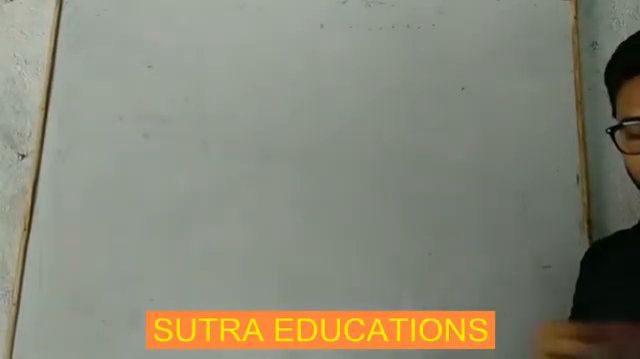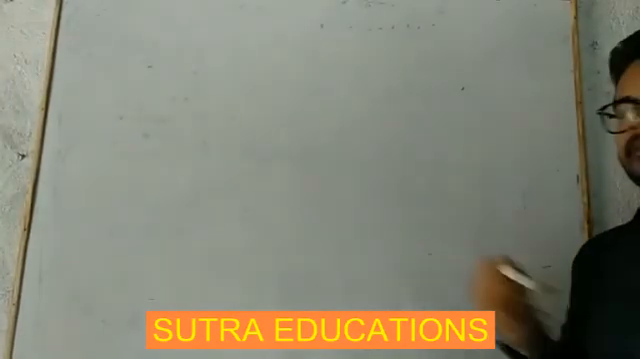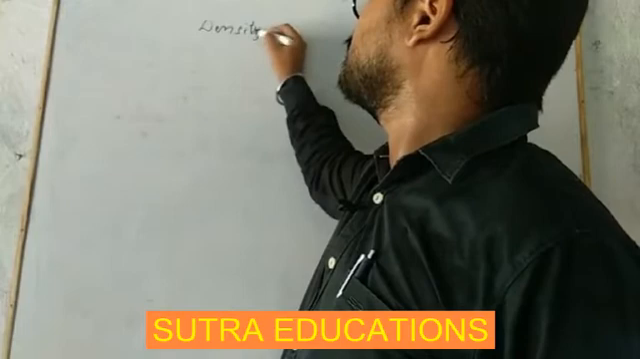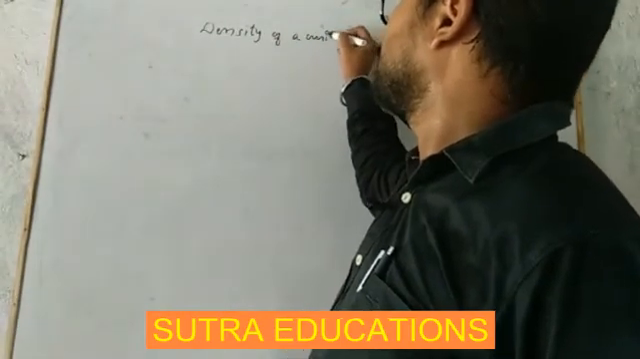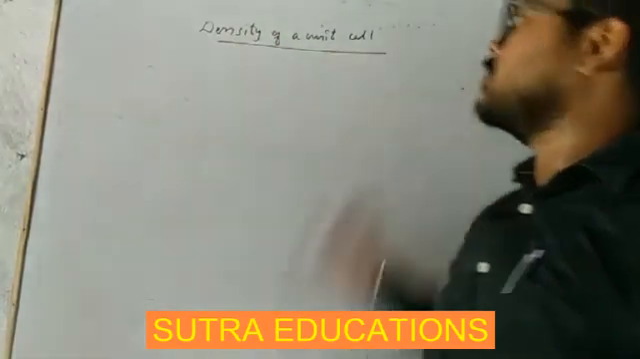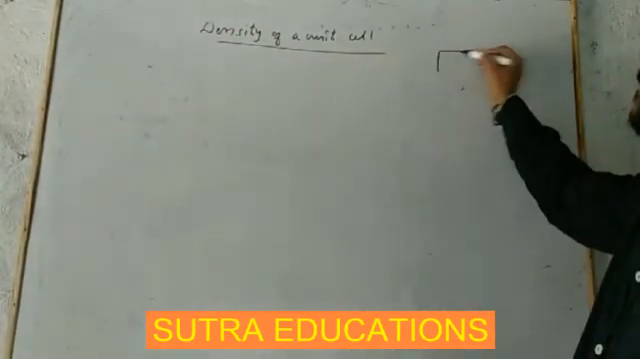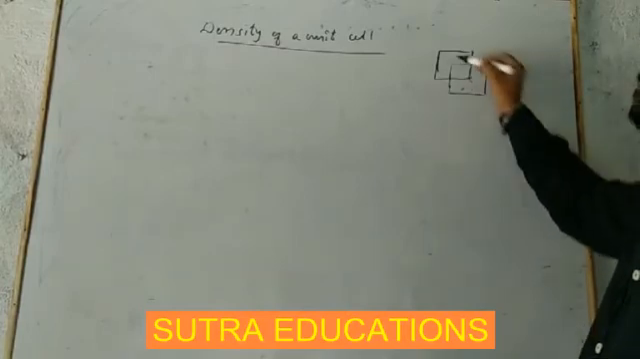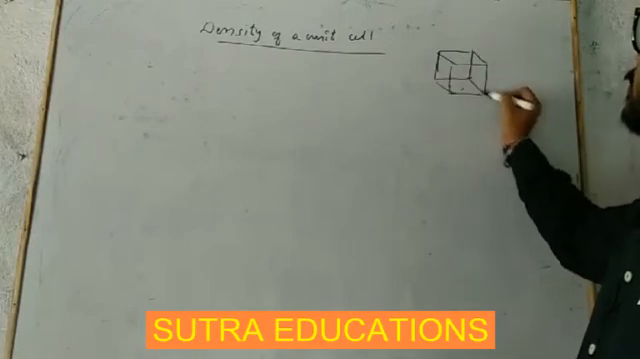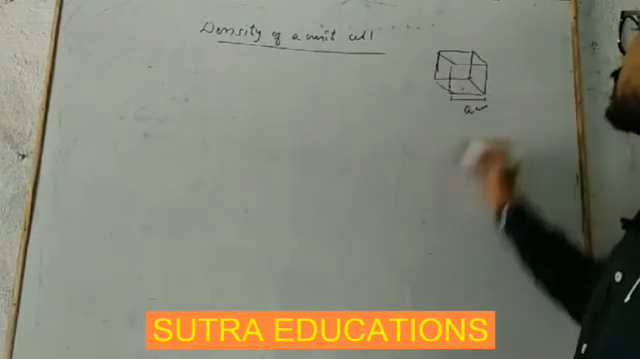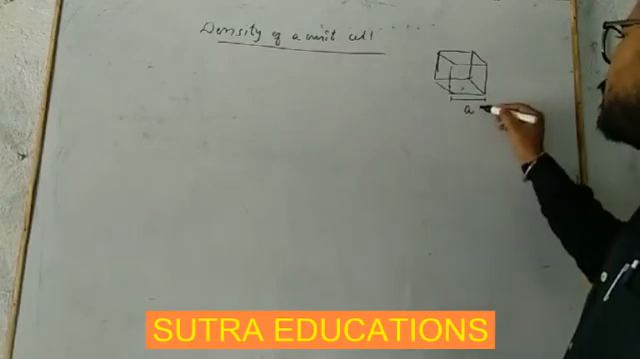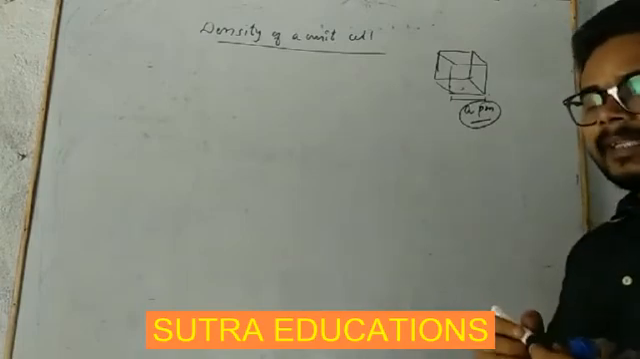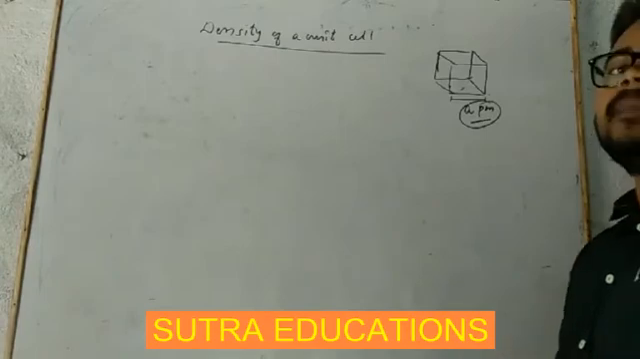So our heading is density of a unit cell. Suppose we are having a unit cell, and let the edge length of this unit cell be a picometer. Okay, so let a unit cell of edge length a picometer.